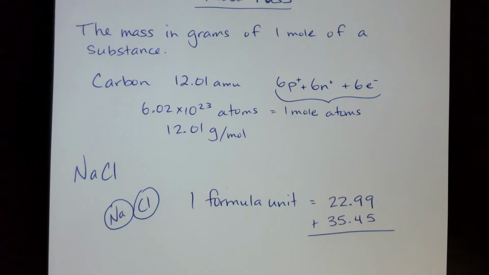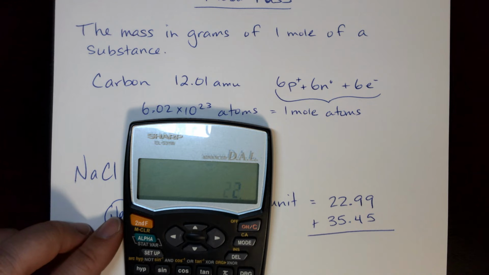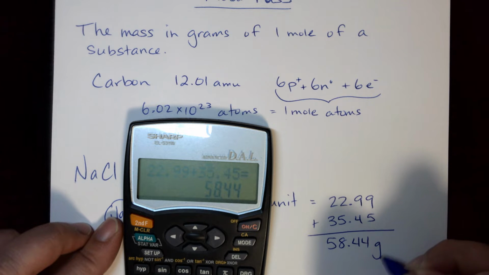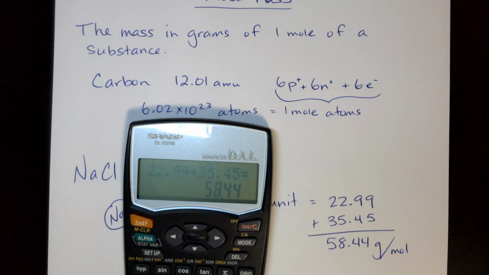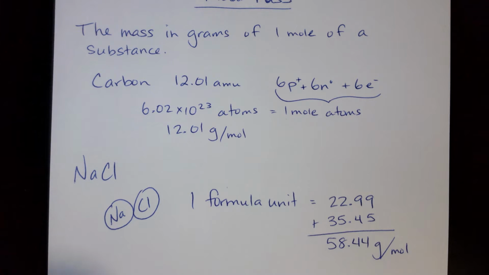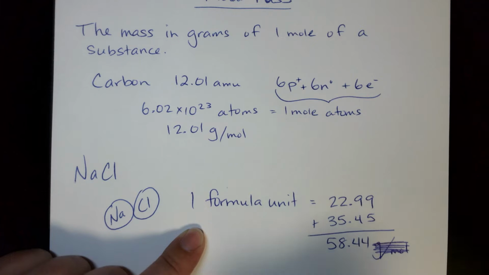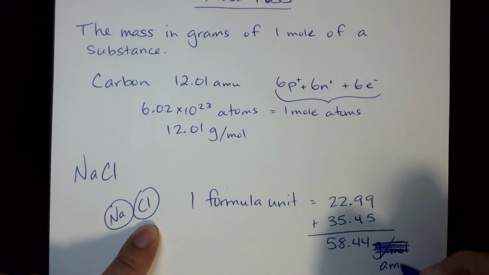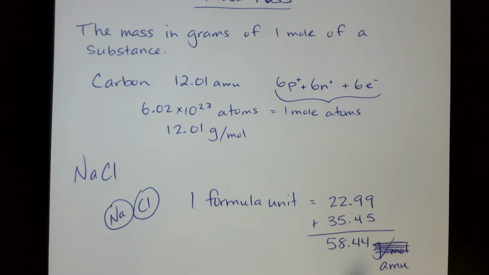And when we add that together, we get 58.44 grams, and the unit is grams per mole. So 1 mole, sorry, no, it's not. We're doing formula units. So the unit of mass for just one particle of sodium chloride is 58.44 atomic mass units. I got ahead of myself. Atomic mass units because we're working with simply one particle, one atom of sodium, one atom of chlorine.